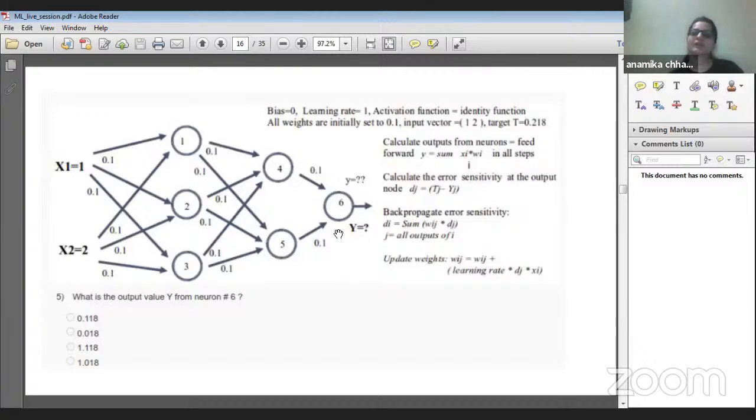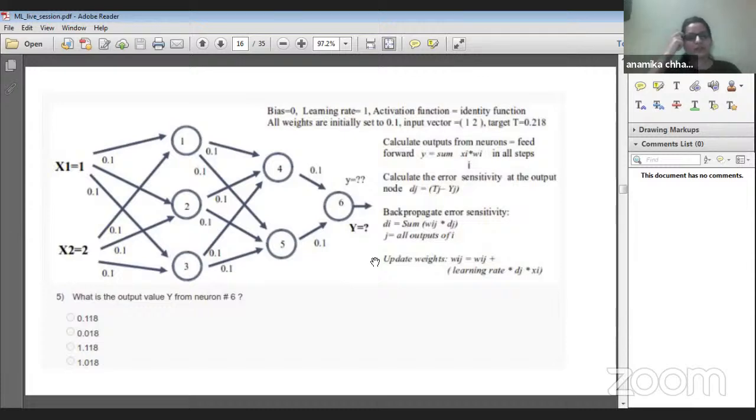So we get some error at the output, and then we back propagate it to all the layers, and we update the weights, and then the next data item comes, and we get the new output, and then we compare it with what we wanted. If there is a difference, then we back propagate the error to all the layers, and the weights are updated, and so on. So that's a simple thing.